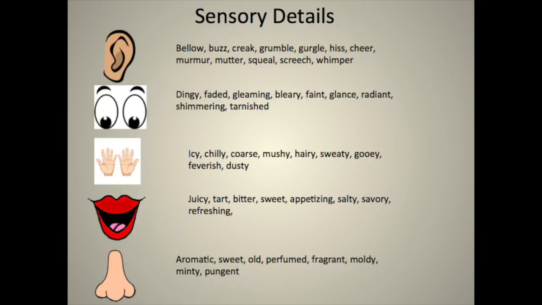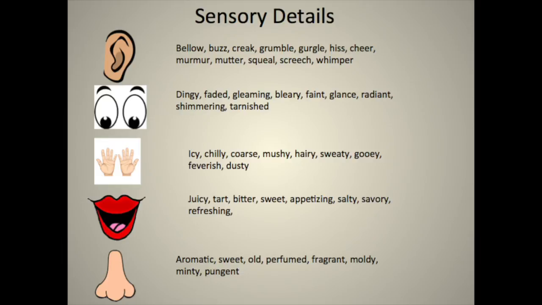You can look at this chart and look at the symbols and ask yourself, do I have sound words? Do I have sight words? Does my character smell anything in this scene? Using this infographic will really help you think about your writing and if you've included sensory details.